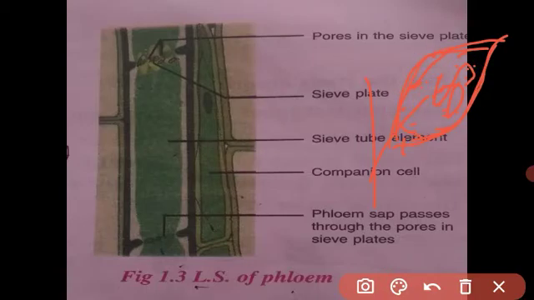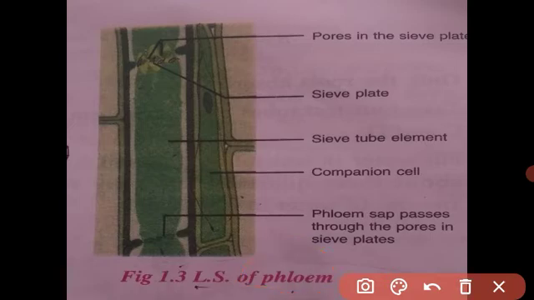Means the leaf makes the food, and this food is transported to all parts of the plant body, including roots also. Got it? Because all parts require energy for performing their functions. The leaf makes the food, and this food is transported to all parts of the plant body through the phloem tissue. So we call the phloem the transport of the food material to all parts of the plant.